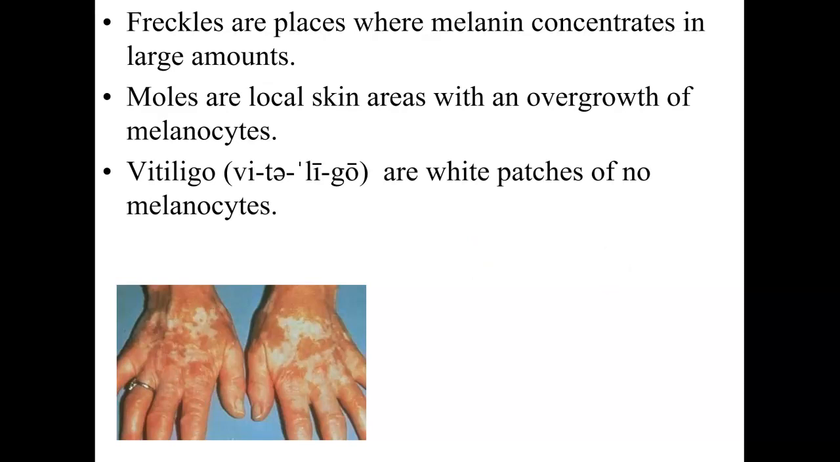Vitiligo is going to be white patches where you find no melanocytes. Now here, the melanocytes could have died out and they didn't replace themselves, and so therefore your skin no longer tans there and no longer keeps its color, so you'll end up with white patches.